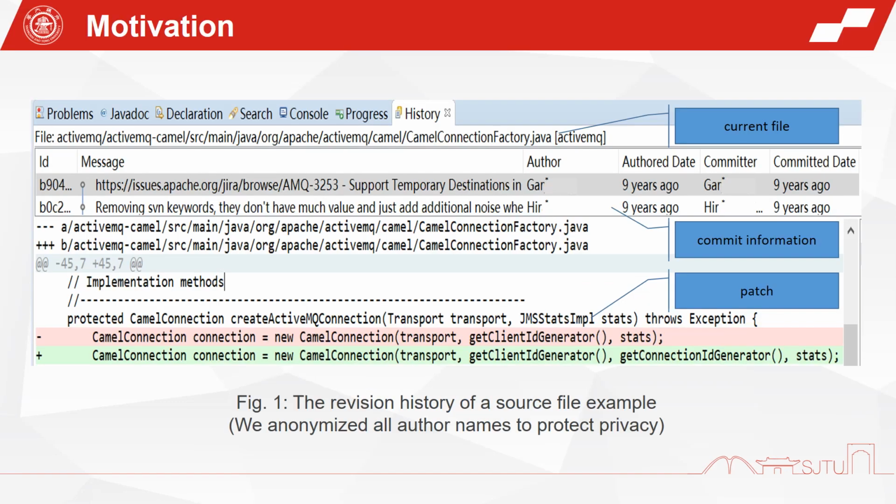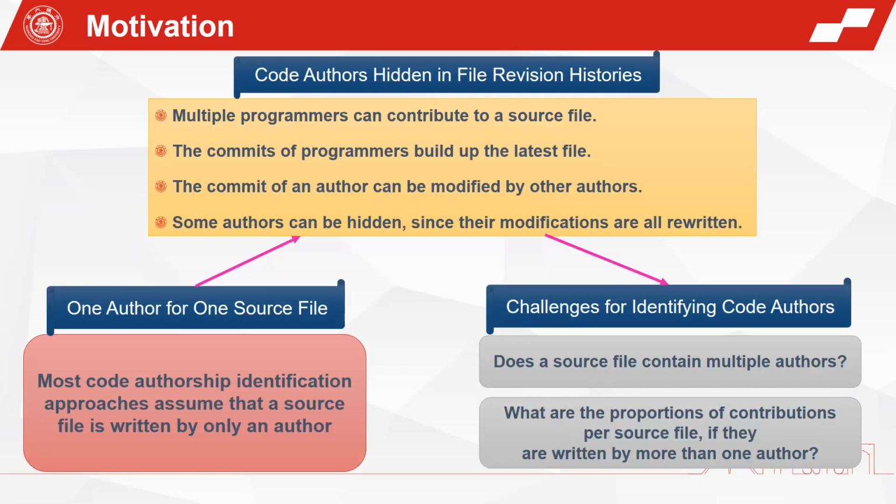First of all, let me introduce the motivations of this research. Figure 1 shows the history of a source file. We can see from this figure that two authors had committed this file. That's to say, multiple programmers can contribute to a source file. When programmers check out a project, they see the latest versions of source files, but the authors of source files are often hidden in the revision history.